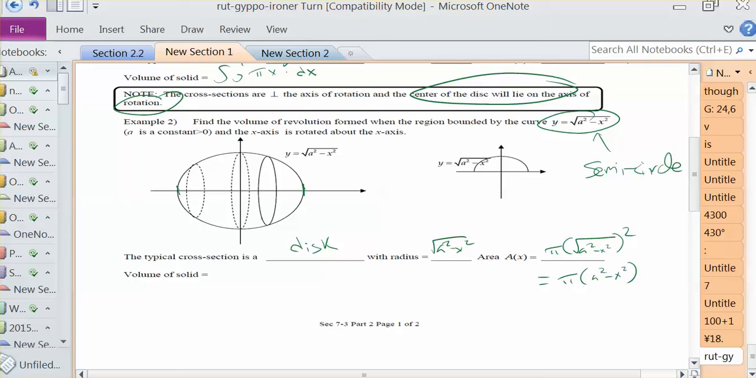Now we have to find out where our bounds are going to be. When y is 0, x is going to be plus or minus a to make that 0. So we're going from negative a to a of pi times (a squared minus x squared) dx. So it's kind of an extension of what we did in 7.3 part 1.